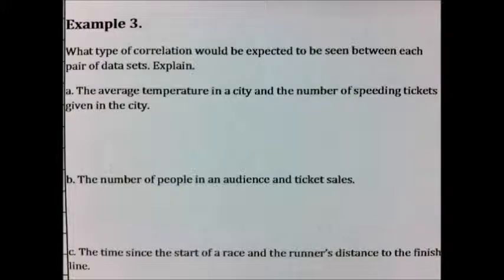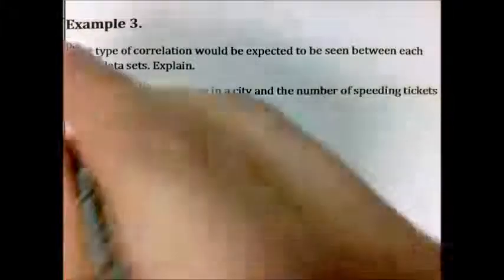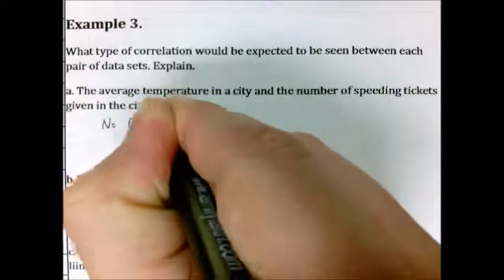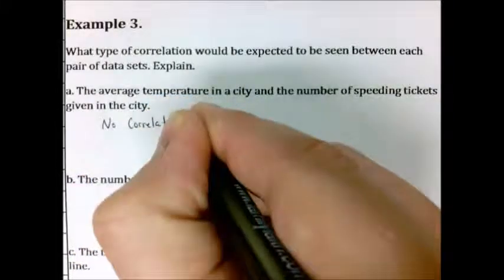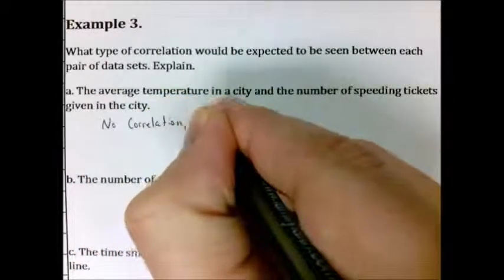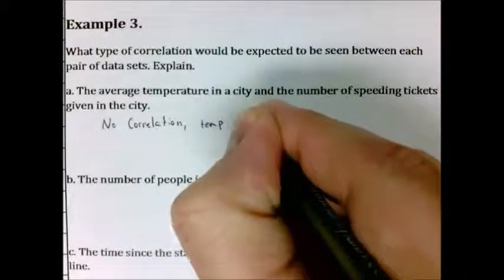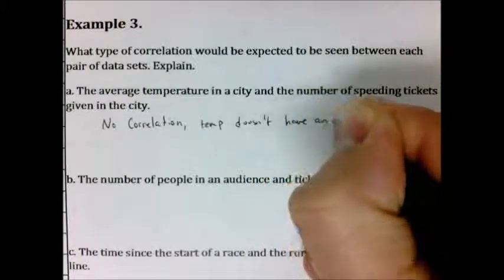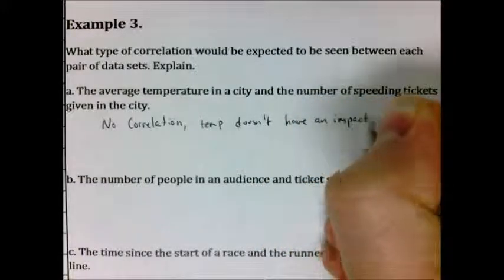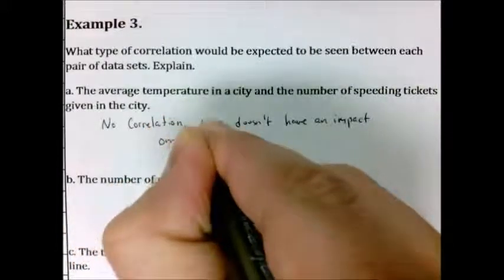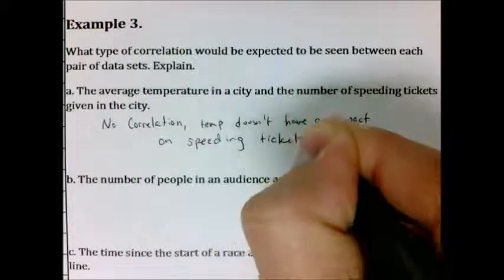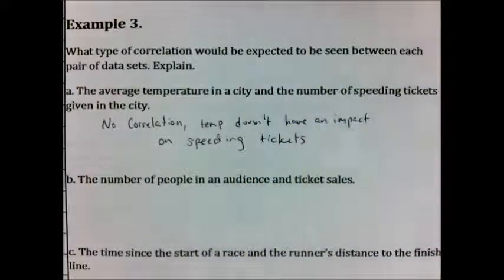I mean, there could be some sort of event where that happens, but really, I would guess that there would be no correlation. Really, temperature doesn't describe how many speeding tickets are given out. So no correlation. Temperature doesn't have an impact on speeding tickets. We don't know that it does, or it just doesn't seem like it maybe would.